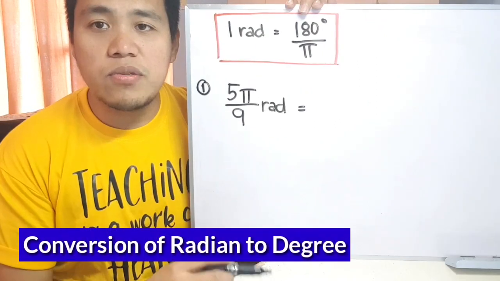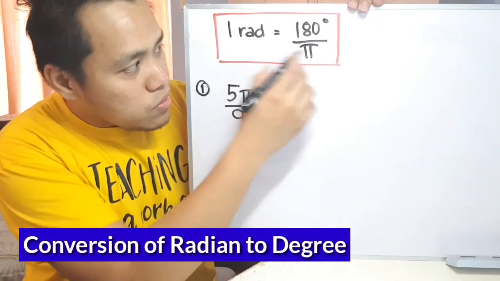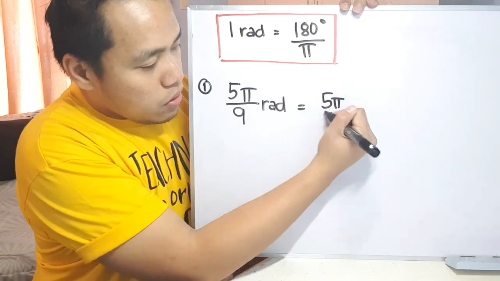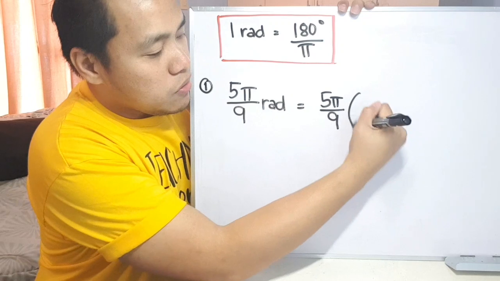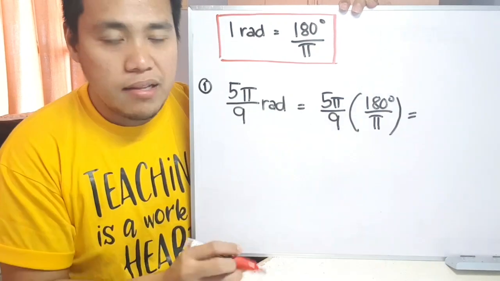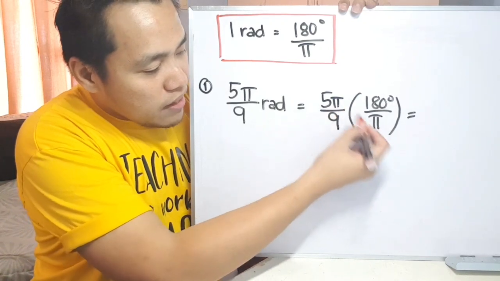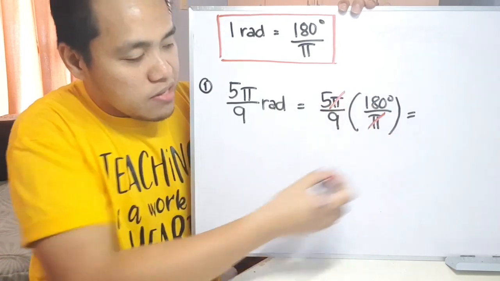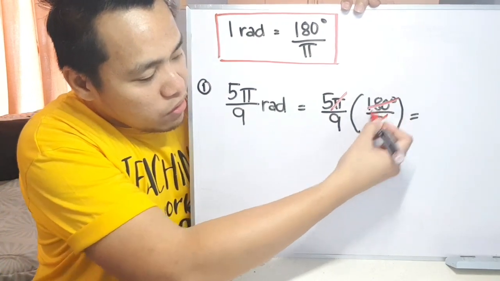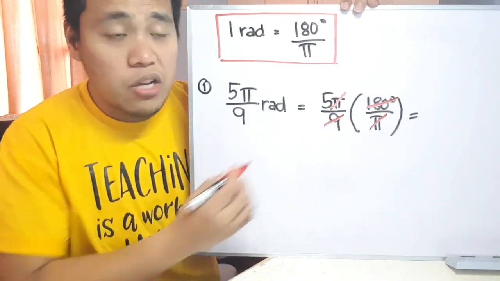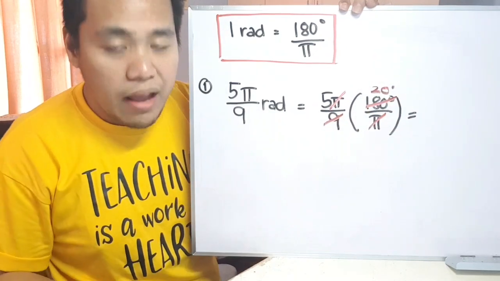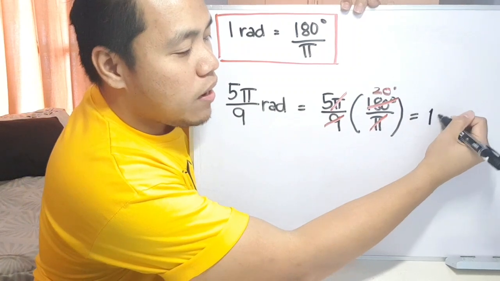So let's use the first one that we had a while ago. Again, using our equivalents, 5 pi over 9 will be just multiplied by 180 degrees over pi. Since we have pi that can be cancelled, pi over pi is simply 1. And then we can also simplify 180 over 9, and that is actually equal to 20, right? So 20 times 5 is simply 100.